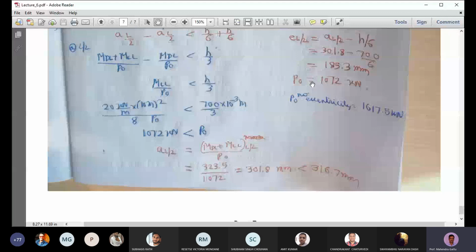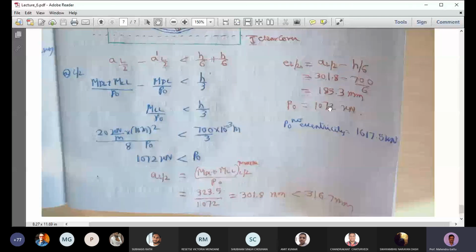And so what we have seen is using that end eccentricity. Previously, without eccentricity, we were getting 1617 kilonewton, but now with end eccentricity, we are getting only 1072 kilonewton. So with a lower pre-stressing force, we are able to do the load balancing here. Okay. So this brings the class to a conclusion.